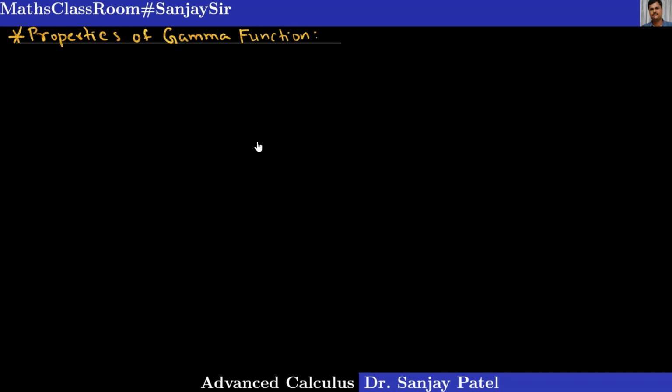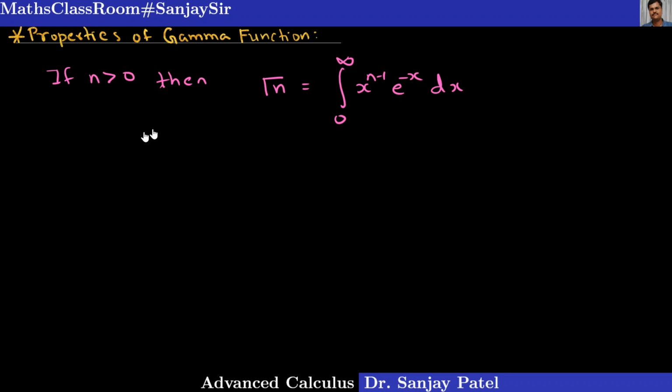Today we are going to discuss properties of gamma functions. Let us recall the definition of the gamma function which we have understood in the last lecture. For any positive real number n, we define the gamma function, gamma of n, as the integral from 0 to infinity of x raised to n minus 1 into e raised to minus x dx. So this is our main thing.